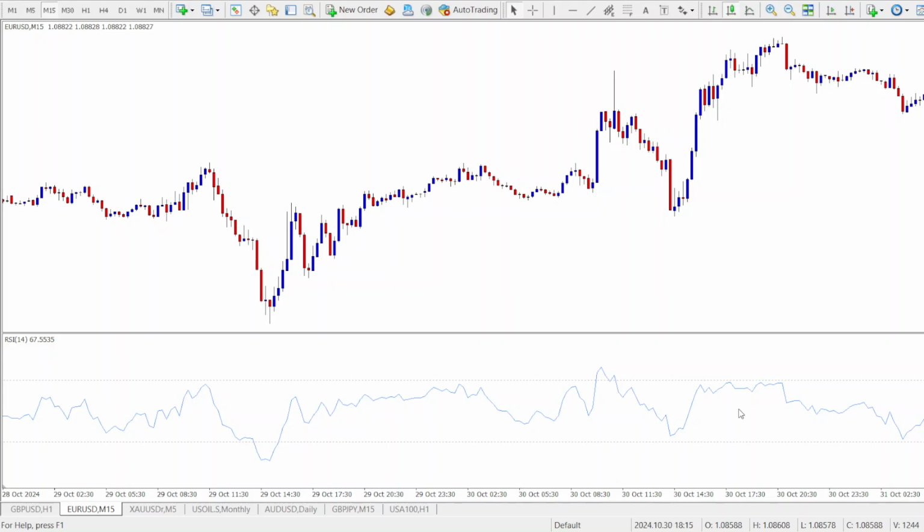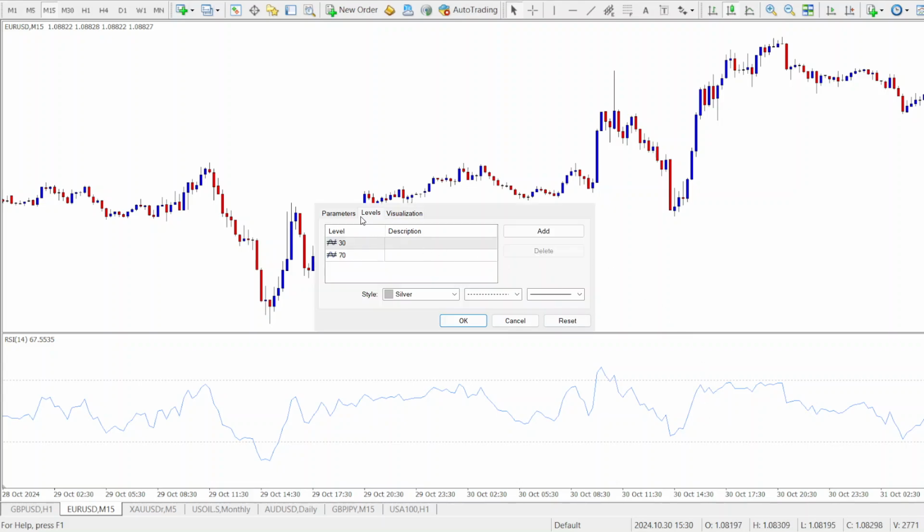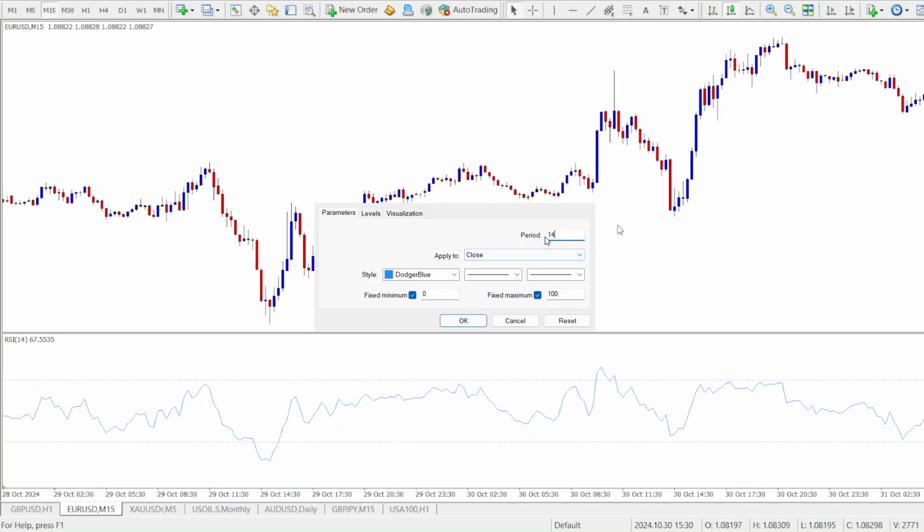Now you might be wondering, why do the settings matter? The default setting for the RSI, like we see here, is 14 period, but this can be adjusted based on your trading strategy. By customizing your RSI settings, you can optimize your indicator for the specific assets you are trading and the time frame you are focusing on. This means you can get more accurate signals that align with your trading style. Now let's explore some recommended settings for different swing trading approaches.